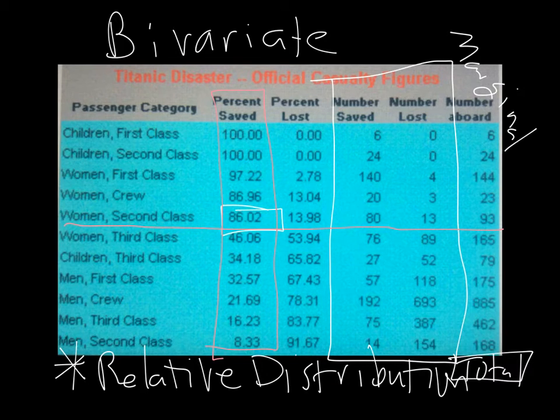One association would be as class decreases, first class, second class, third class, so third class would be a lower class, the percent survival also decreases. Generally speaking, that is true. Children have the highest percentage. Women have the next highest percentage. Actually, children and then women are down here third. And then men have the worst percentages. So that's another trend that we're looking for.